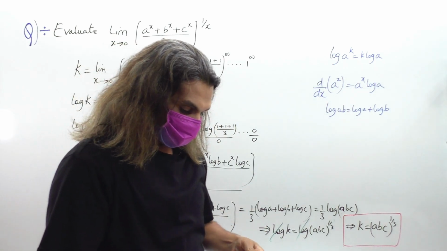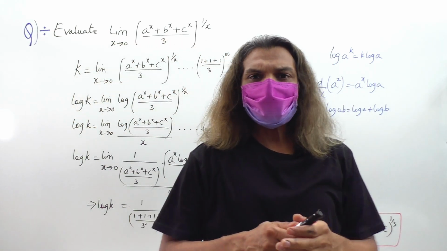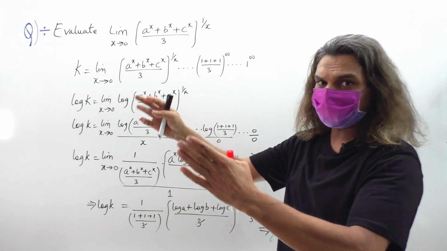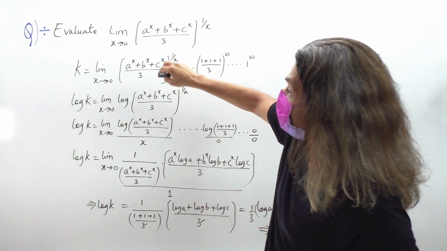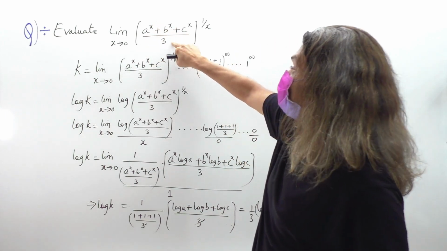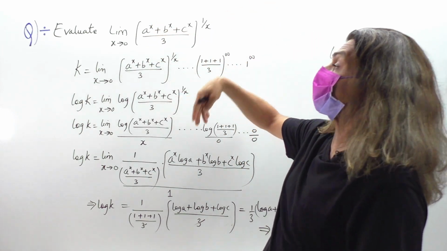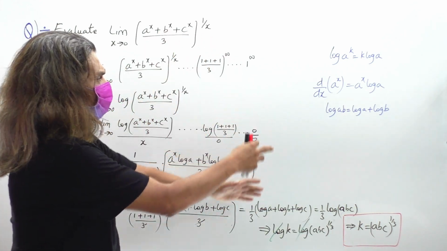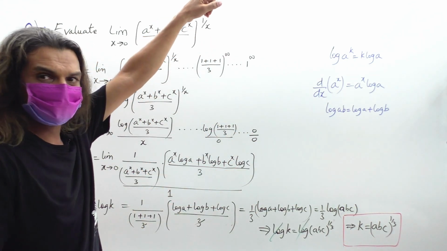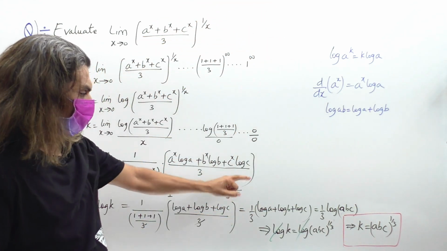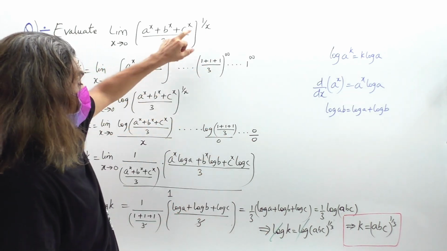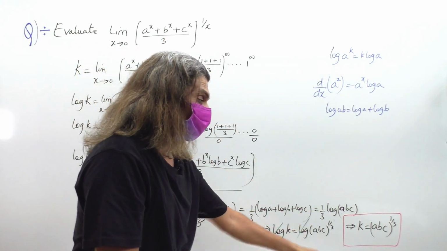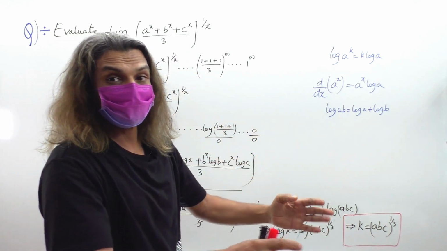Sometimes they can repeat the same question many times. They can ask the same question, or they'll tell a raised to x plus b raised to x plus c raised to x plus d raised to x upon 4, raised to 1 by x. In that case, nothing will change, everything will be the same. Only one term, d raised to x, will be there. Then the differential of d raised to x is d raised to x log d. In that case, the answer becomes log k is equal to log abcd raised to 1 by 4. So k is equal to abcd raised to 1 by 4.